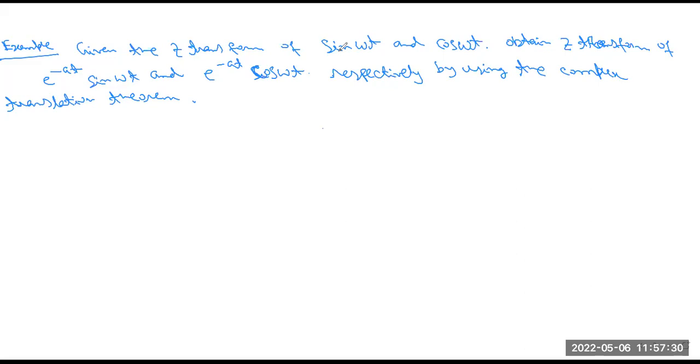तो यहाँ पे देखो, आप लोगों को साइन ओमेगा टी एंड कॉस ओमेगा टी का जेट ट्रांसफॉर्म दिया गया है from the table. Obtain the jet transform, the function is e to the power minus at into sin omega t, and also you have to verify e to the power minus at cos omega t. Okay, using only complex translation theorem.